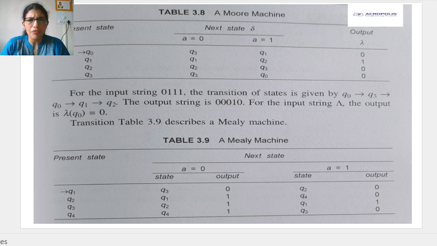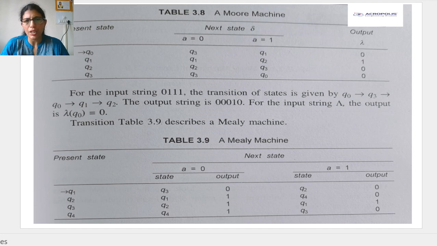For example, we have an input string 0, 1, 1 and 1, and I would like to tell you one more point, that in Moore machine we always have n plus 1 length string as an output.